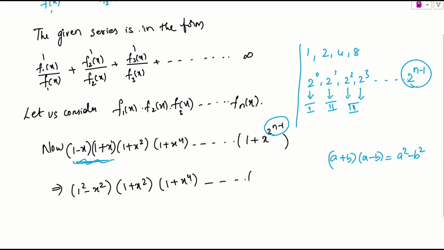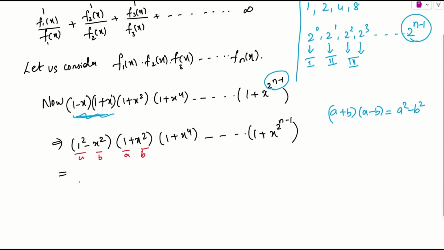I will be writing on and so on up to 1 plus x raised to the power 2 power of n minus 1. Is it okay? Yeah. So if you check this, this is 1 minus, again the denominator. This is in the form of what? Again this is in the form of a plus b and a minus b. So what we can see, again a square minus b square. So the same thing I will be applying here, which is nothing but 1 minus x square the whole square.